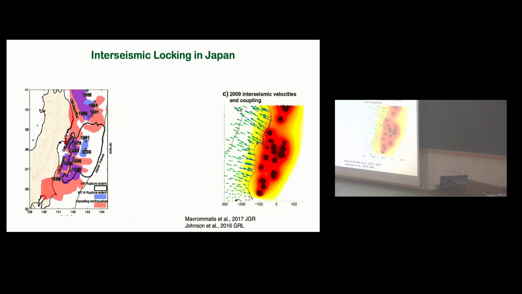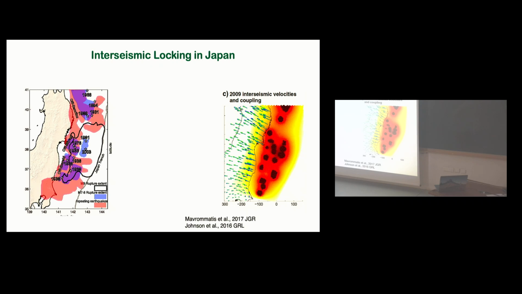And similarly, in Japan, using interseismic velocities inferred from continuous GPS measurements in Japan around 2009, taking the slip zones of known historical moderate to large events in Japan, Kai Johnson found that he had to make those again quite small.